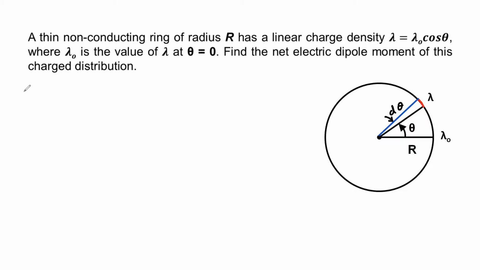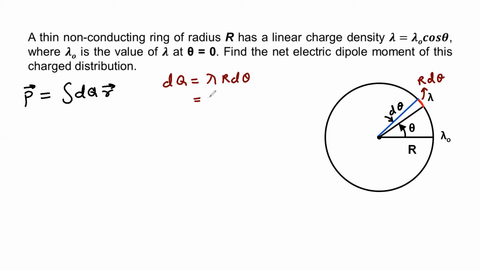Now, dipole moment is simply going to be integral dq times r vector. That's the definition of dipole moment, right? For a continuous charge distribution. So let's write the values of dq and r vector. So what is dq? dq is going to be equal to lambda r d theta, because the arc length here is going to be r d theta. So lambda times r d theta, or you could say lambda naught r cos theta d theta. That is the value of dq.